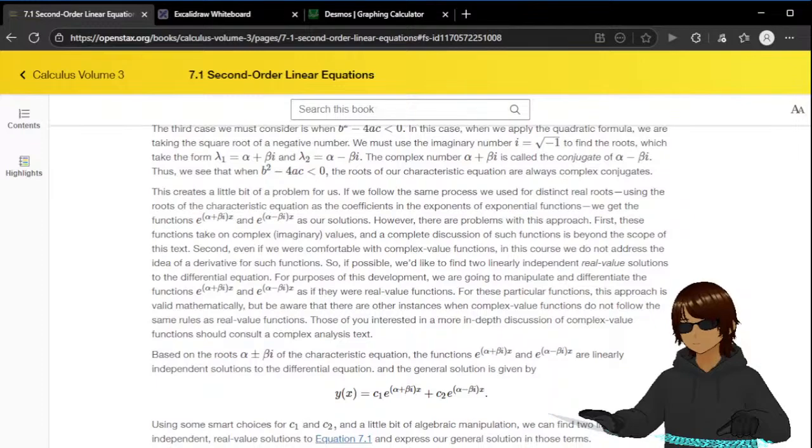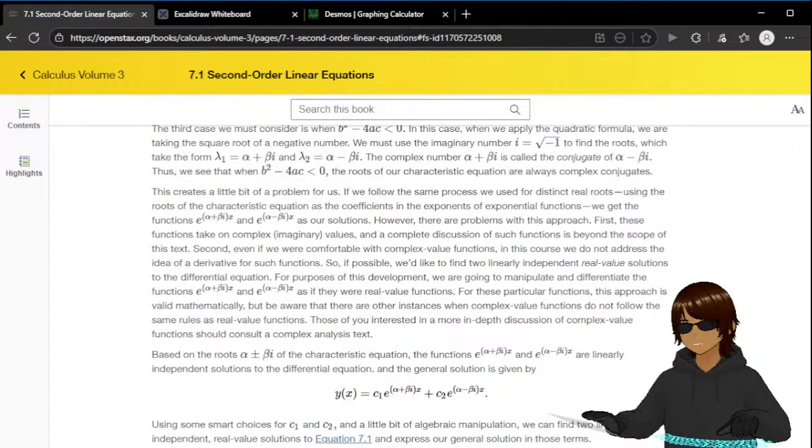This creates a little bit of a problem for us if we follow the same process we used for distinct real roots. Using the roots of the characteristic equation as the coefficients in the exponents of exponential functions, we get these two functions as solutions. However, there are problems with this approach. First, these functions take on complex values, and a complete discussion of such functions is beyond the scope of this text.